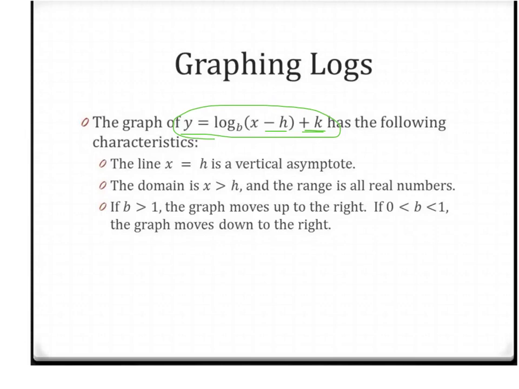Alright, so we do have a vertical asymptote, and that vertical asymptote is going to be at x equals h, so take note of that. The domain is going to be x is greater than h because we're graphing to the right of that, and the range is going to be all real numbers because these are going to go up and down forever. If b is greater than 1, the graph moves up to the right, meaning it's going to look like that. And if b is between 0 and 1, the graph moves down to the right, meaning it's going to be reflected like that.